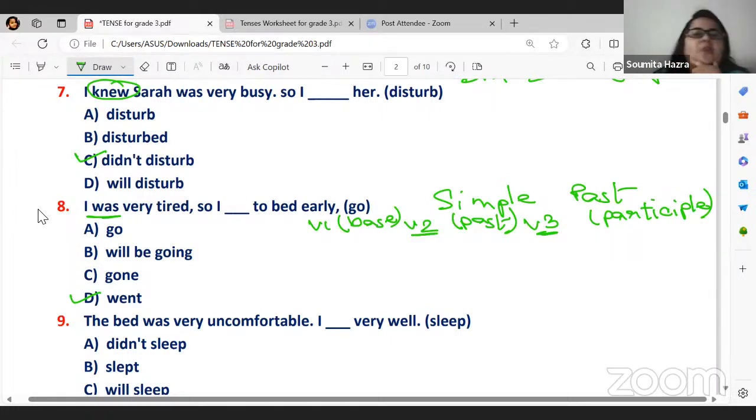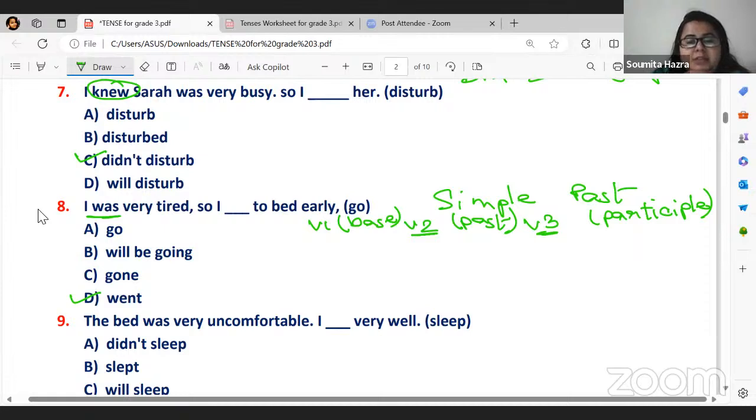Where do we use the V3 form? We use the V3 form in the perfect tenses. There are four tenses, right? Simple tenses, continuous tenses, perfect tenses, and perfect continuous tenses. All the tenses, present, past, future, have these four divisions, right? So when you do perfect tenses, there you will be using this participle form.